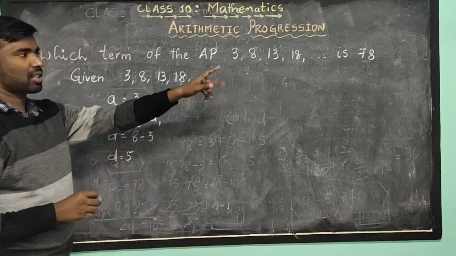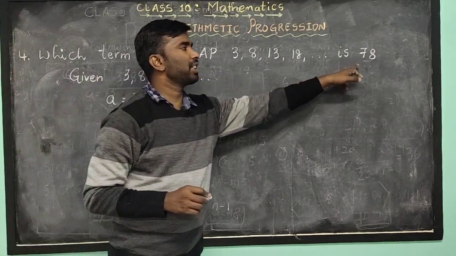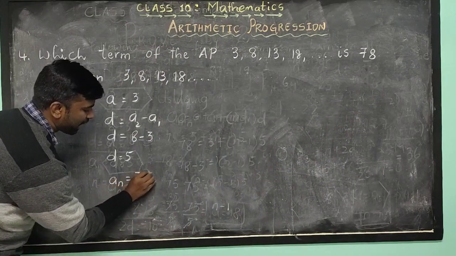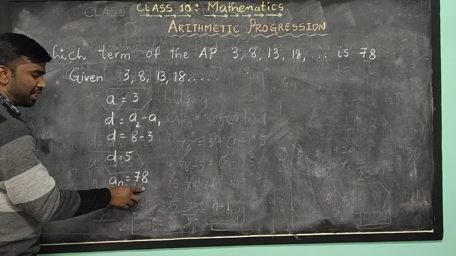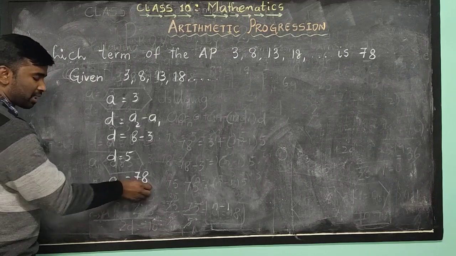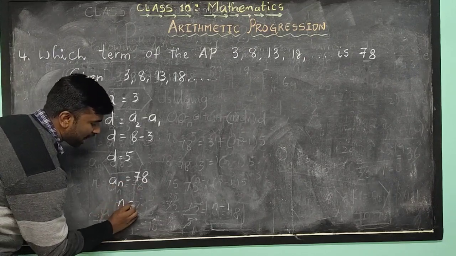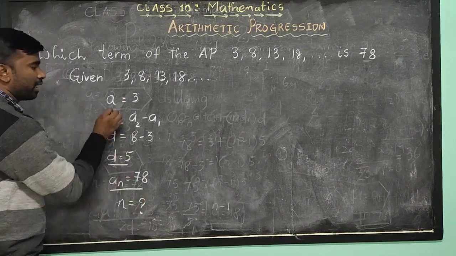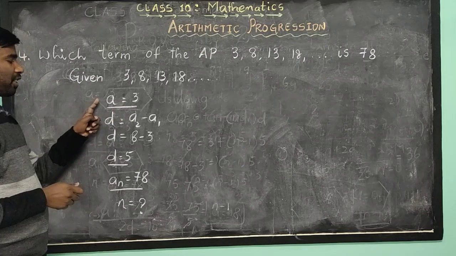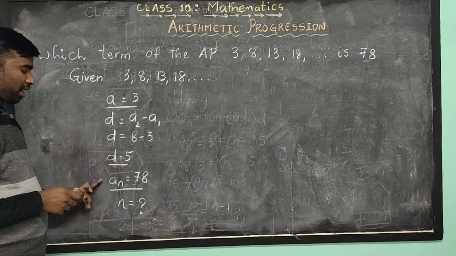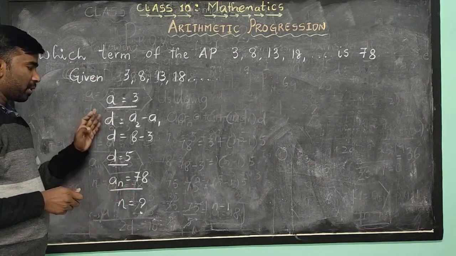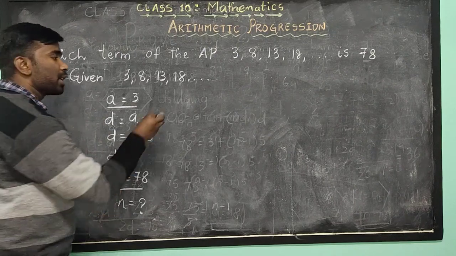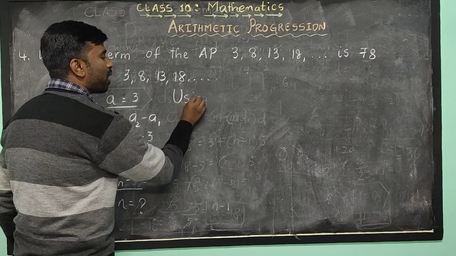Then what is the last term? The last term here is 78. Therefore, an equals 78, or l equals 78. You can take l or an as 78. We should find out the value of n. We have the value of a equals 3, d equals 5 and an equals 78. Using this data, we should find out the value of n. Using which formula? Using the nth term of an AP.